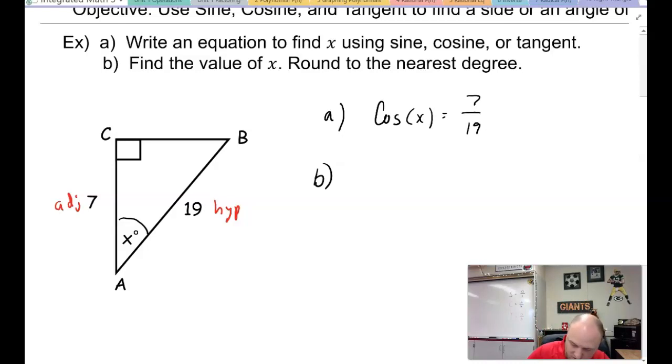We want to go ahead and solve. I want to undo the cosine. I just want x by itself. So how do I undo a trig function? Well, with its inverse, cosine inverse. Cosine inverse of 7 over 19.